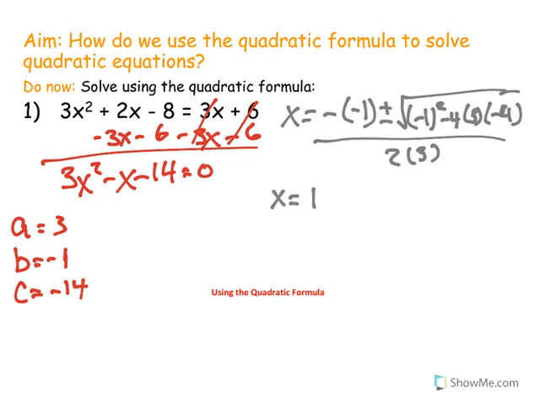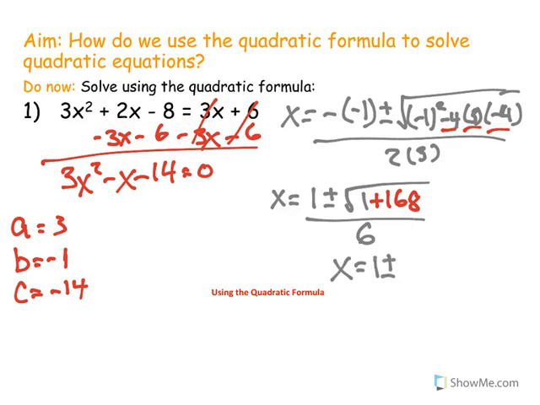And that's all going to be divided by 2 times a, which is 3. So negative 1 is positive 1, plus or minus the square root of negative 1 squared is 1. And again, I got to be careful. Negative 4 times 3 is negative 12. Negative 12 times negative 14 is positive 168. And the denominator here is 2 times 3, which is 6. I've got x is equal to 1 plus or minus the square root of 169 divided by 6, which is going to give me 1 plus or minus 13 divided by 6.